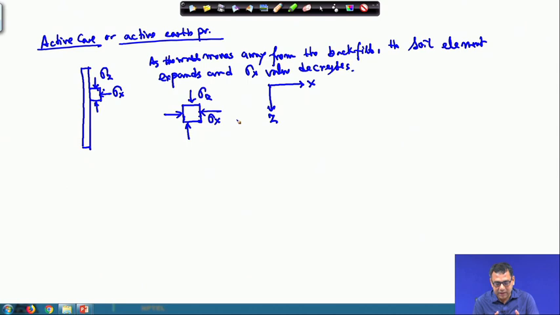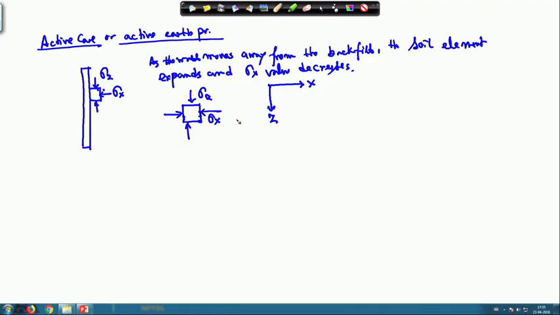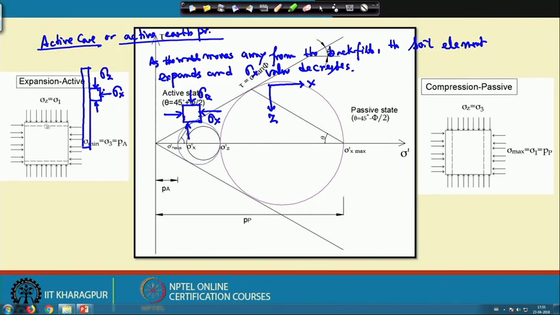As I mentioned, sigma x means lateral earth pressure. At rest conditions, more pressure is acting, and as you allow some deformation, pressure will be released. If you look at this figure, in the active case the element expands, so the pressure on this wall will release.